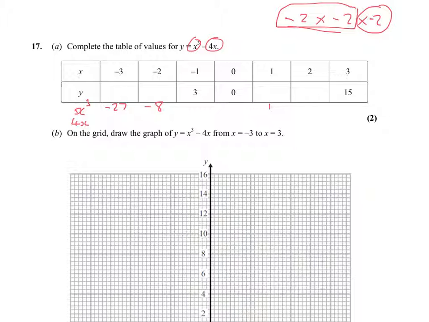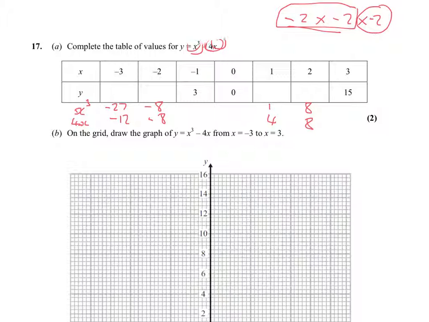1 cubed is 1. 2 cubed is 8. And then 4 times x. So 4 times minus 3 is minus 12. 4 times minus 2 is minus 8. 4 times 1 is 4. And 4 times 2 is 8. And then we're doing the x cubed take away 4x.